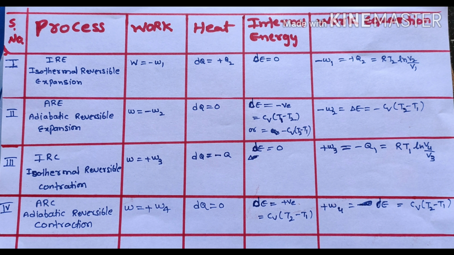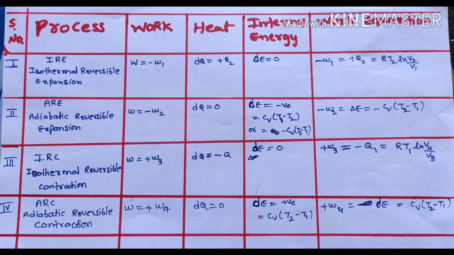The third step in the Carnot cycle is the isothermal reversible contraction. Here, as the work is done on the system, work gets the positive symbol, so W becomes plus W3, and the heat is released by the system, so dq is equal to minus q1. In the isothermal process the internal energy change is 0, so delta E is equal to 0. In this step the work done on the system can be calculated by the equation plus W3 is equal to minus q1, which is equal to RT1 ln V4 by V3.